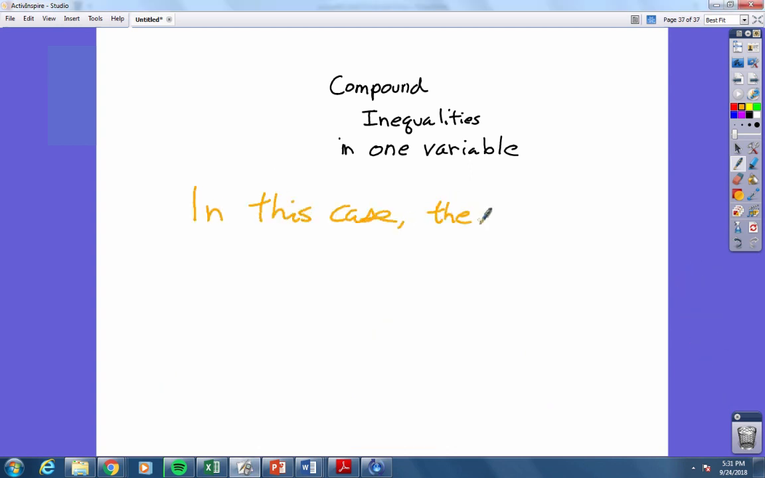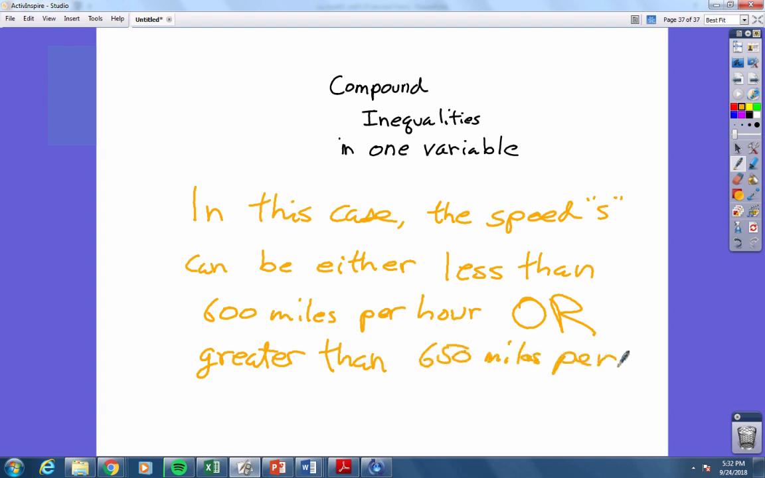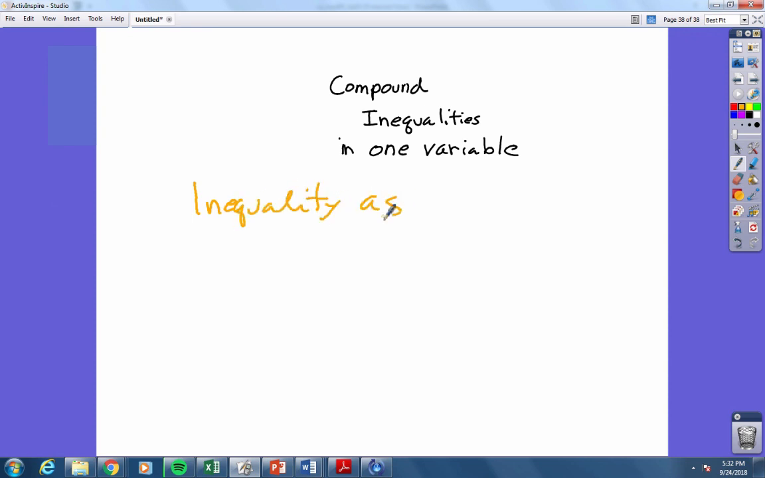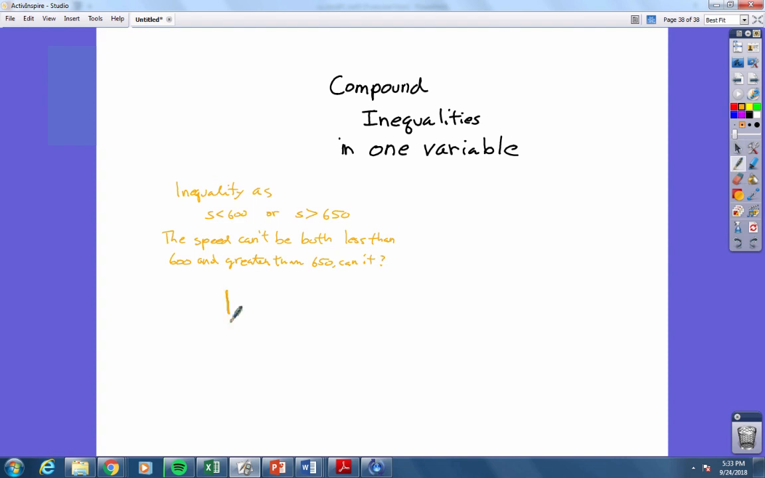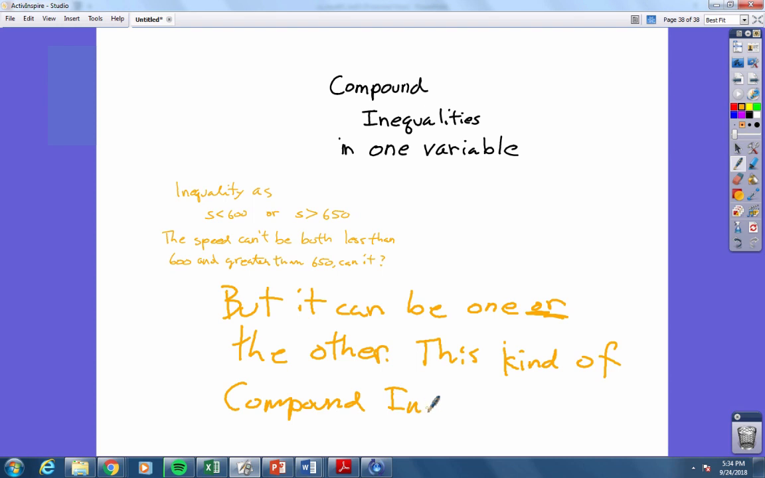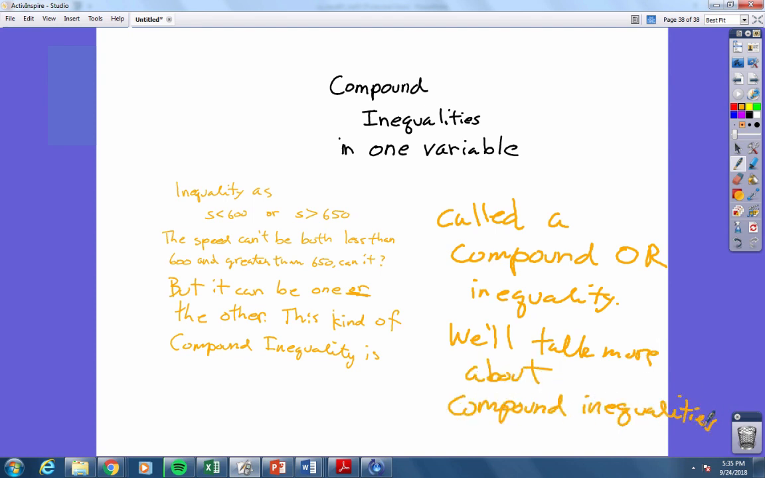In this case, the speed s can be either less than 600 miles per hour or greater than 650 miles per hour. We can write these inequalities as s less than 600 or s greater than 650. The speed can't be both less than 600 and greater than 650, can it? But it can be one or the other. This kind of compound inequality is called a compound OR inequality. We'll talk more about compound inequalities in the next video.